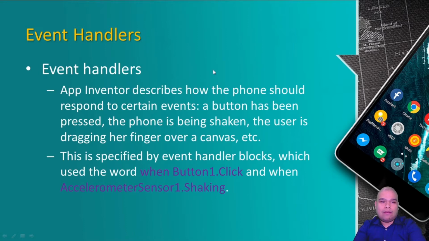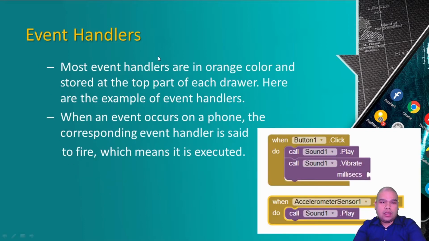So first, we have event handlers. What are event handlers? App Inventor describes how the phone should respond to certain events, such as a button has been pressed, the phone is being shaken, the user is dragging her fingers over a canvas, etc. This is specified by event handler blocks, which use the words when Button1.Click and when AccelerometerSensor.Shaking. Most event handlers are in orange color and stored at the top part of each drawer.